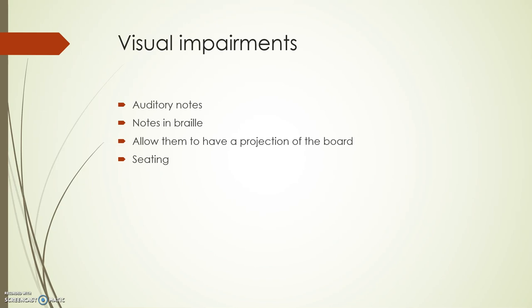So with visual impairments, a good thing would be auditory notes, maybe notes in Braille if you need to. Allow them to have a projection of the board. Maybe they can't see as well, so allow them to have it on their desk, or even the slideshow just on their desk. This is another seating kind of thing. You can have them up close if they need to see it. But there's plenty of ways to do it. Maybe a person will sit next to them and explain what's going on the board as well.